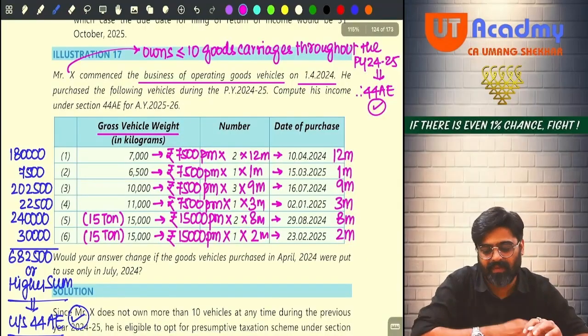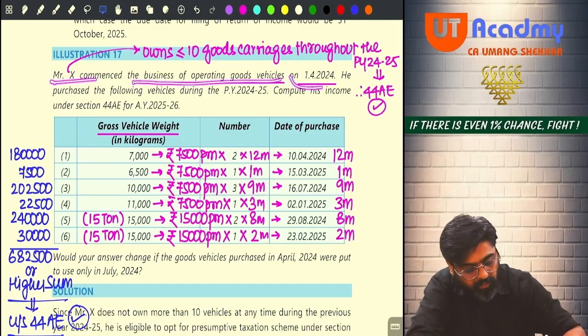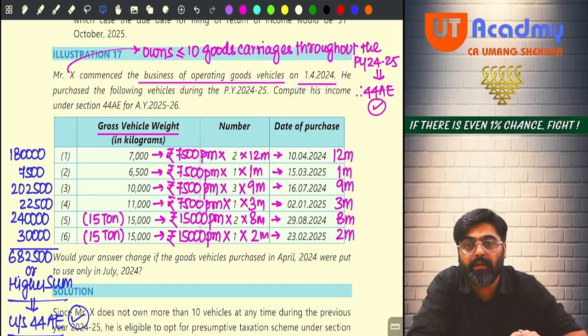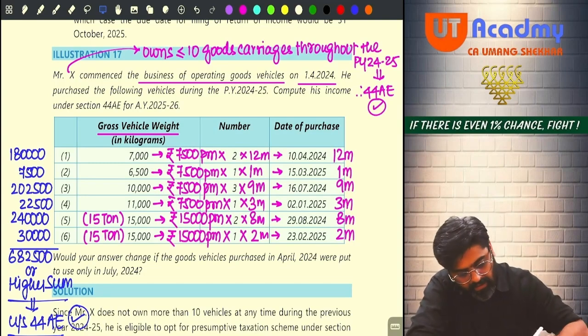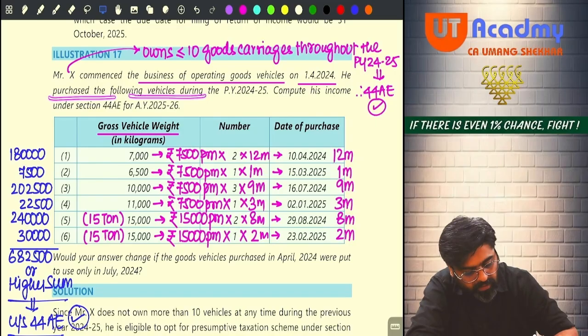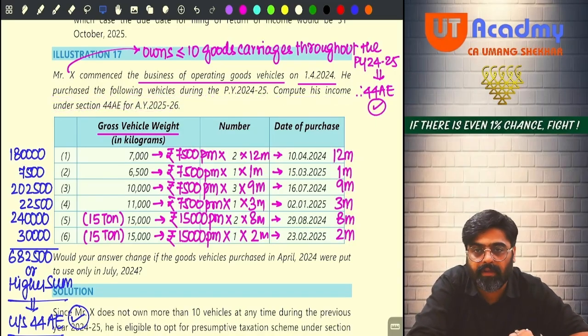Very easy question. See, Mr. X commenced the business of operating goods vehicle on 1st April 2024, meaning that this business is started in this year only. And he purchased the following vehicles during the previous year 24-25. Compute his income under section 44AE for 25-26.